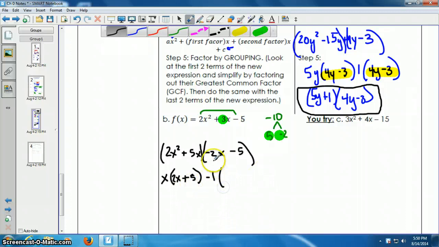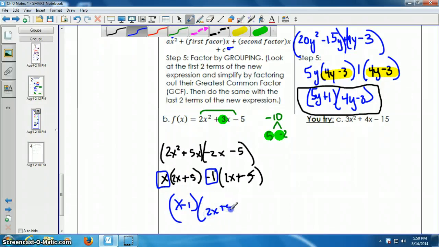So if I pull out a negative 1, I'm going to have a positive 2x, and it's going to change to a plus 5. And yep, my smart board is very sensitive at the moment. There we go. They match. 2x plus 5, 2x plus 5. So we're going to put our greatest common factors together. So the x minus 1 and then the 2x plus 5, what they have in common is the second part of your answer. There we are.